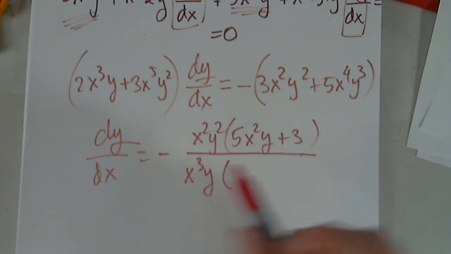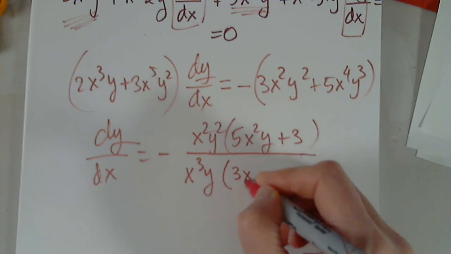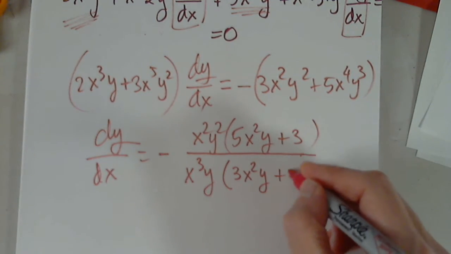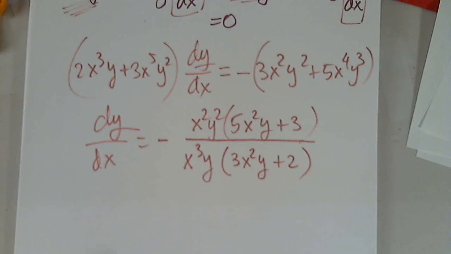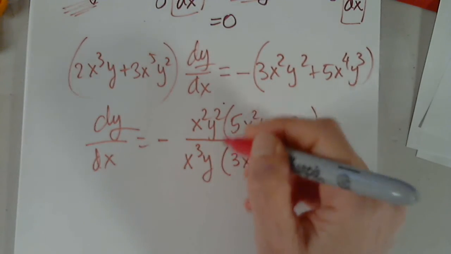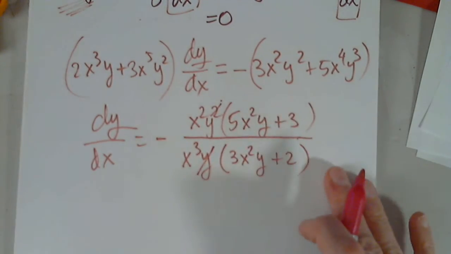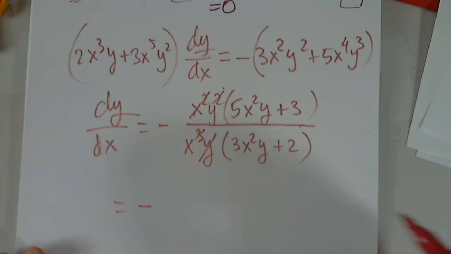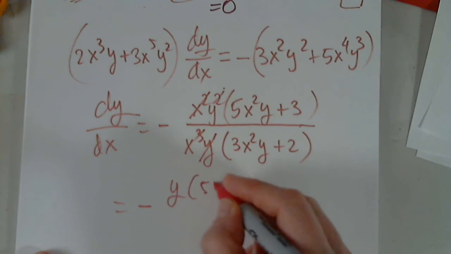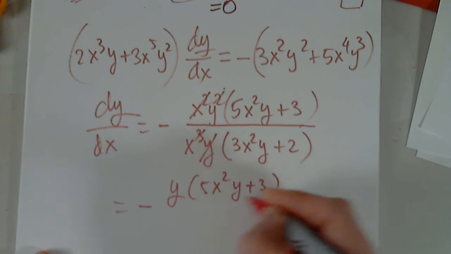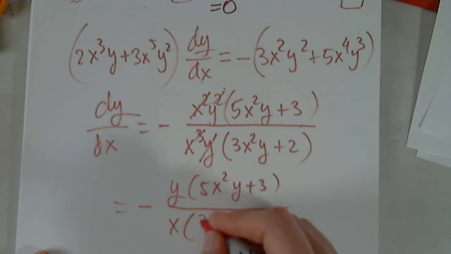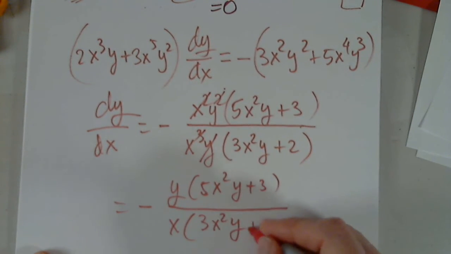So x cubed and y, I have 3x squared y and x cubed y plus 2. I can simplify a y with a y from the top, 2 x's with 2 x's from the top and bottom, negative. There is a y in front, and 5x squared y plus 3, and the denominator x, 3x squared y plus 2.